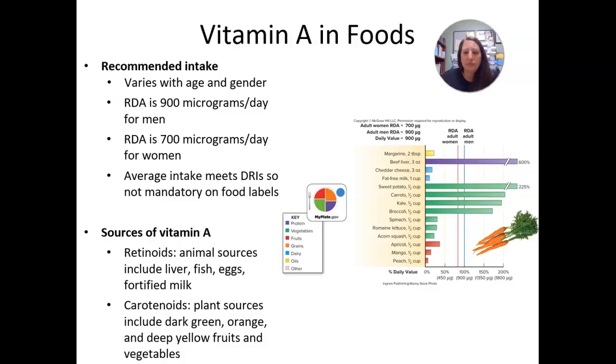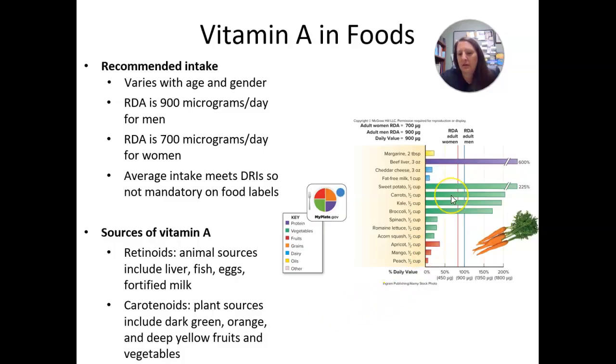Sources of vitamin A: retinoids, so this is our preformed. Animal sources include liver, fish, eggs, and fortified milk. And then carotenoids, so this is our provitamin form. Plant sources include dark green, orange, and deep yellow fruits and vegetables.